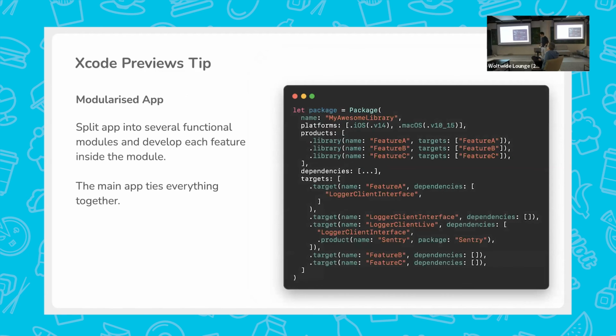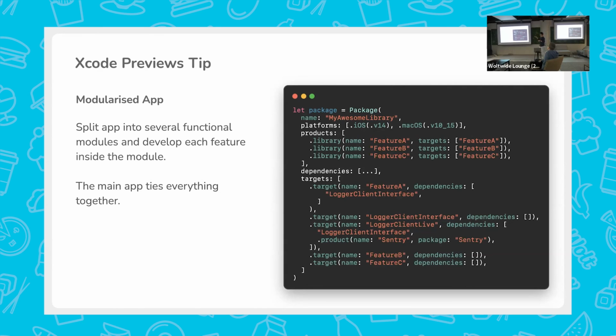And another tip that I have employed in my own project is to modularize my app, split it into smaller submodules. So for example, here I have feature A, feature B, and feature C. And when I'm developing, for example, feature A, it only has a dependency to the interface of this logger client interface. And so I can focus my development only in that small module at a time. And only the main app then ties everything together.